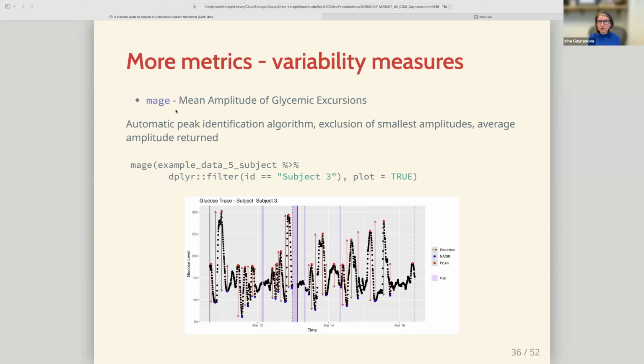So there is this metric called MAGE, which is the mean amplitude of glycemic excursions. Basically, it does automatic determination of peaks and nadirs within the CGM profile. It then characterizes the height of all of those excursions, and it can return the average height. We also have functionality to return the height for the individual excursions if desired. So that's more excursion-based analysis that is not dependent on the thresholds.